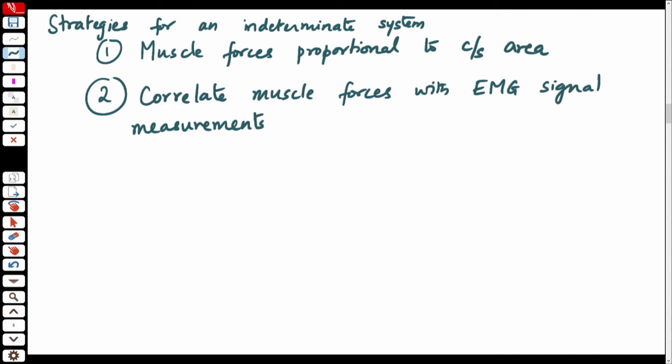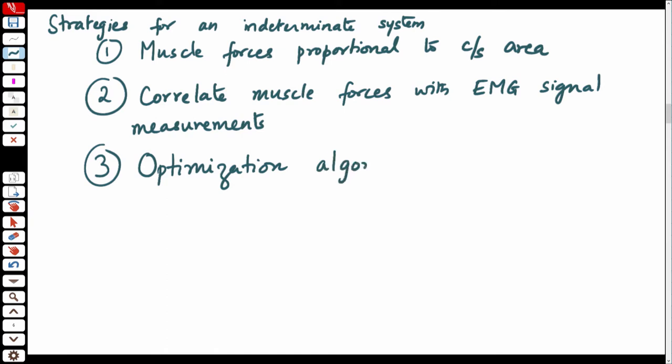EMG basically measures the electrical activity of the muscle. It does not assess the forces in the muscle, but you can tell which muscle started acting when, for how long it acted, etc. And the third method is to use some kind of an optimization algorithm for this.